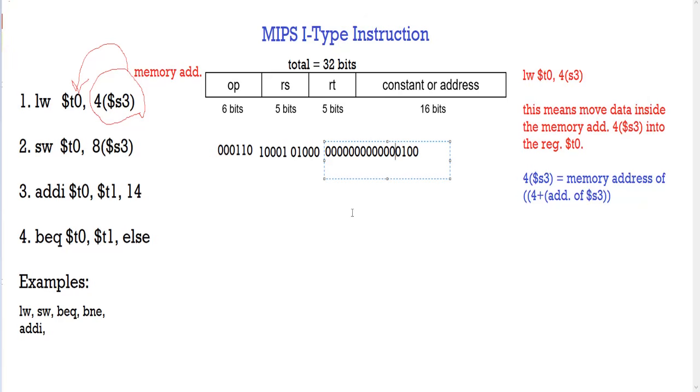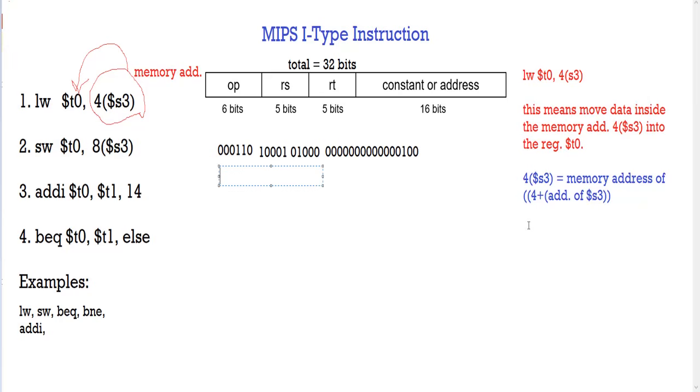And this entire thing is our representation of the I-type instruction load T0 for S3. Next we have store. So what load did was it brought the contents of this memory address from the memory and loaded it into T0. Store does the exact opposite. T0 is the source here. The contents of the register T0 is going to be stored in the memory address that's written on the right.